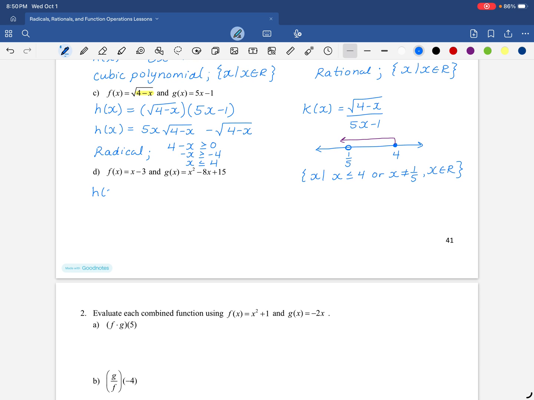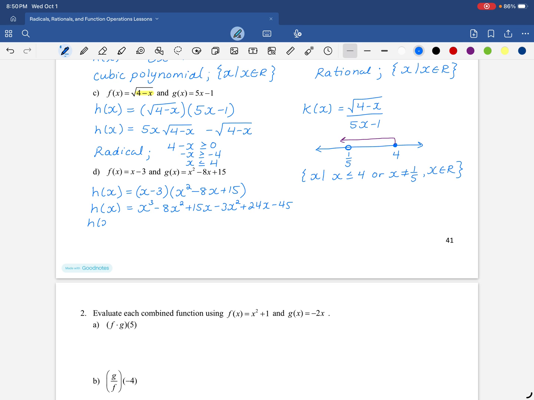Okay, and then our last one here. We first of all want to create function h. So h is the product of f and g. So we're going to take the binomial. Again, please make sure you have it in brackets. We're going to multiply by this trinomial. Now if I go ahead and expand this out, it looks to me like we're going to get a cubic function. So what are we going to have here? We're going to have x cubed minus 8x squared plus 15x. Then we're going to have minus 3x squared plus 24x, and then minus 45.